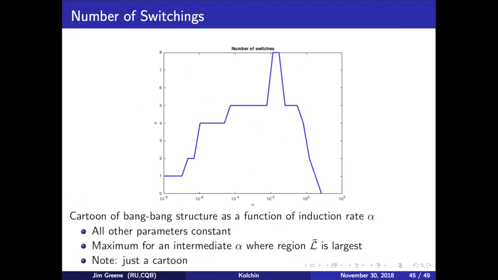So we might imagine a situation like this, where this is the induction rate and this is the number of switches. We essentially know that when alpha is small, the number of switches is 1. You imagine that the number of switches increases up until some point where the line will essentially become vertical, and you can't have any switches across a vertical line.